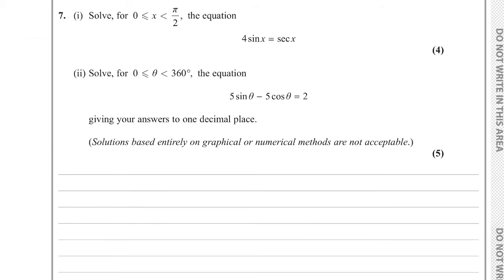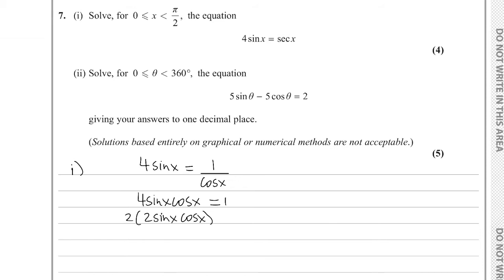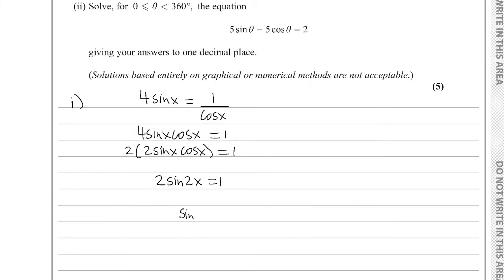Question 7. We've got two independent parts, I and II. We need to solve for x between 0 and pi over 2, for sine x is sec x. So a good idea would be to start off by writing sec x as 1 over cos x. So sine x cos x is 1. This is 2 times 2 sine x cos x, which will allow me to recover the double angle formula for sine. So it leads to sine 2x is a half.